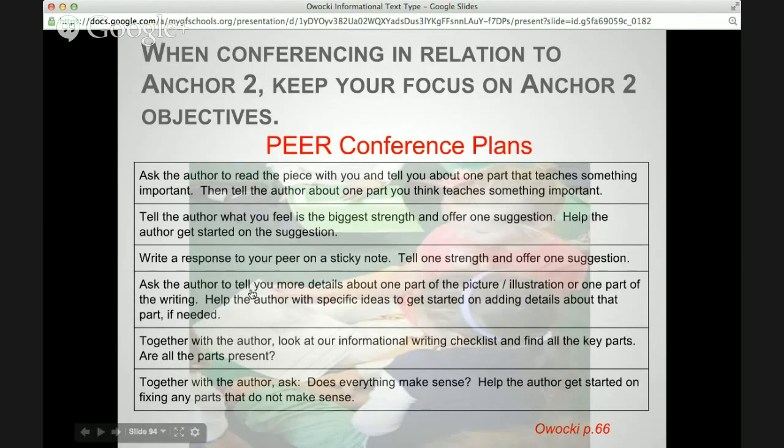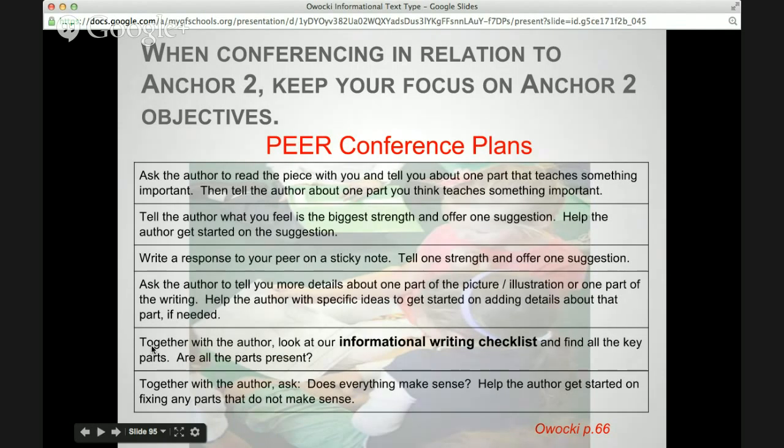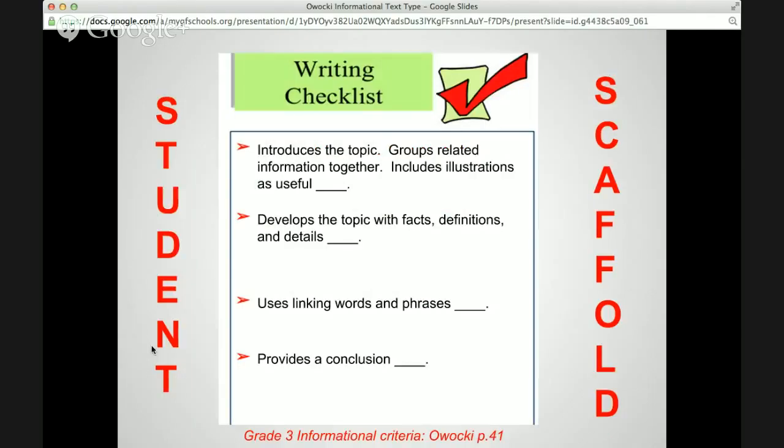You're going to ask the author to tell more details about one part of the picture or the writing, and then you're going to help them with specific ideas to get them started on adding those details. Or this one, together, you look at the informational writing checklist and find all the parts. Are they present?